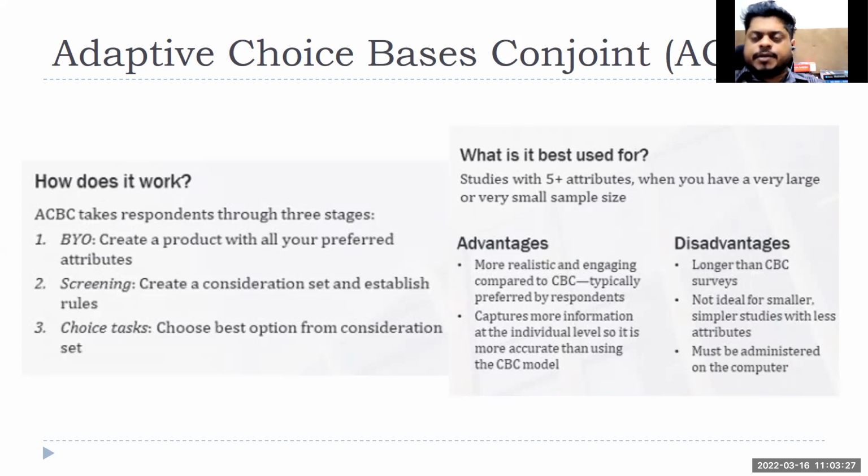Think about an electric vehicle or any kind of product you are going to launch. Rather than doing a choice-based conjoint where I create products and ask the customer to choose, now I ask the customer to create their ideal product. Create a product with all your preferred attributes, create a consideration set and establish rules. Then say which ones you will consider for your purchase, and choose the best option from the consideration set. So the same steps your software was doing, you are asking the customer to do. You first ask them to create their most preferred attributes.